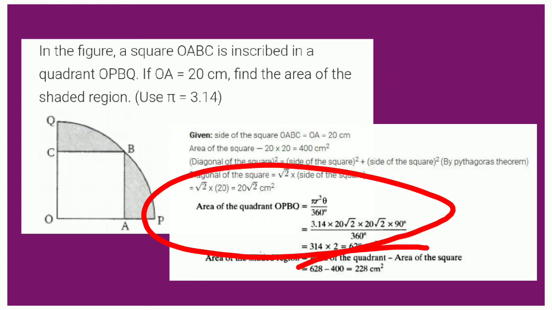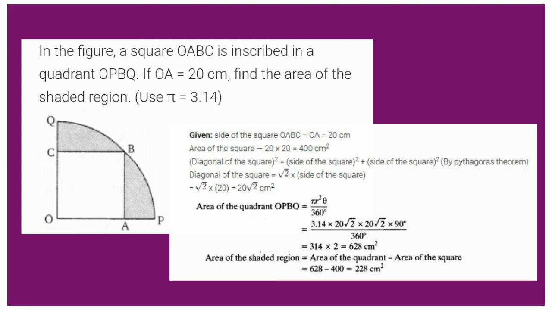Then the area of the quadrant is equal to theta by 360 into pi r square, or 1 by 4 of pi r square. Use any formula. Then this becomes 3.14 into 20 root 2 into 20 root 2 into 90, all divided by 360. After the calculation you will get 628 centimeter square. So the area of the shaded region is equal to the area of the quadrant minus the area of the square. That's equal to 628 minus 400, that's equal to 228 centimeter square, which is the required area of the shaded region.